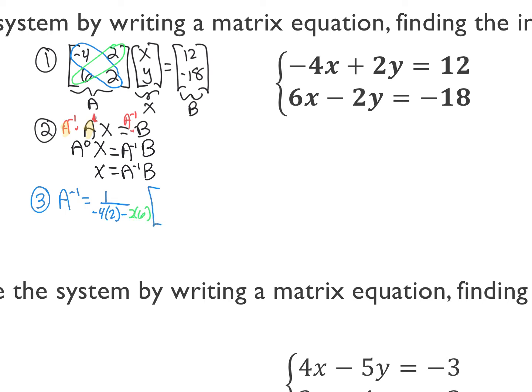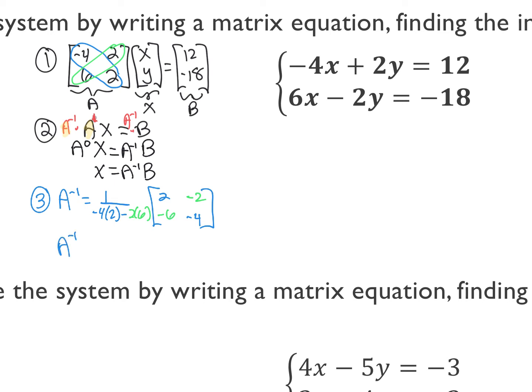Also, remember, we're going to flip the position of the negative 4 and 2. So the negative 4 is now in the bottom right. The 2 is in the top left. And we switch the signs of the other diagonal. So the 2 in the top right is now negative, and the 6 in the bottom left is also negative. And now all that we do is we clean it up.